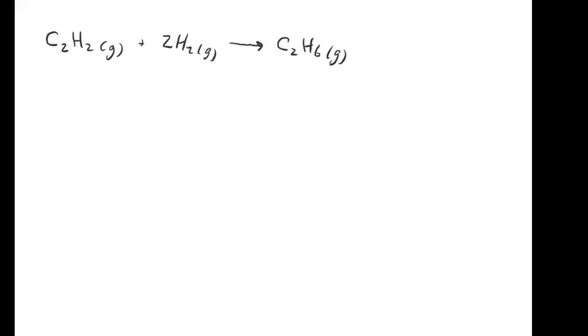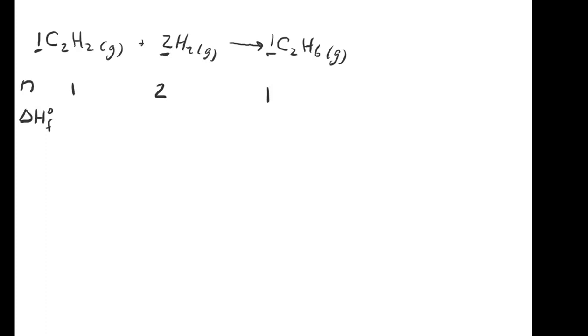Let me make a little table for you here. I'm going to put n here, and then delta H of formation. The n for this one is a 1. The n for this one is a 2. And the n for this one is a 1. So we've got those right there.